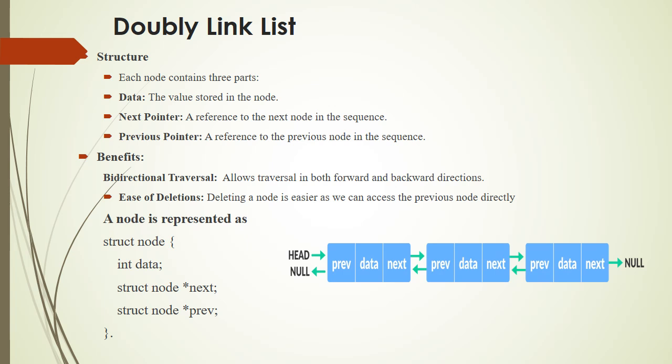The primary benefit of a doubly linked list is the ability to traverse the list in both directions, forward and backward. This bidirectional traversal can be very useful in certain applications. Additionally, deletion operations are more straightforward since we can directly access the previous node.